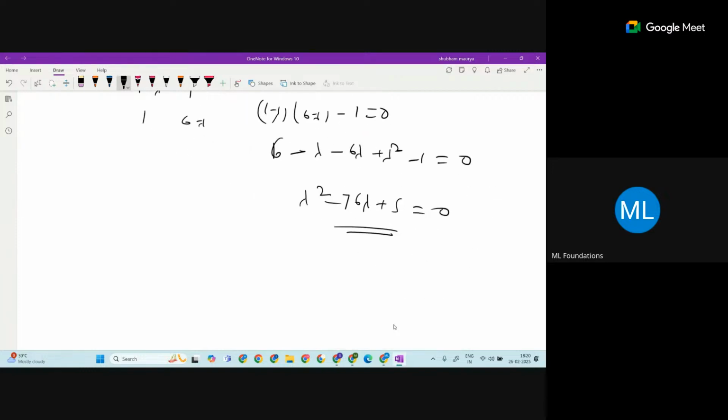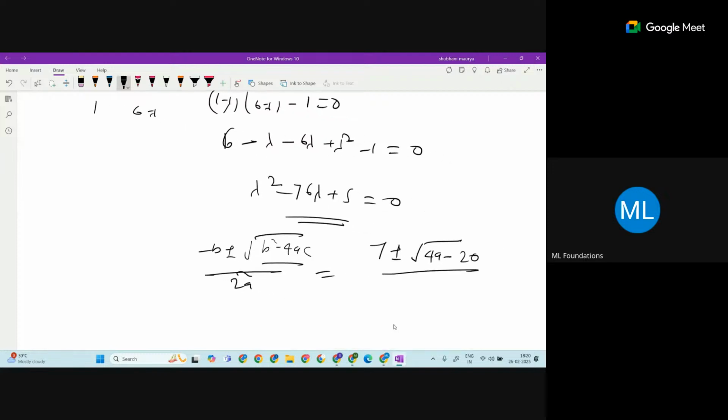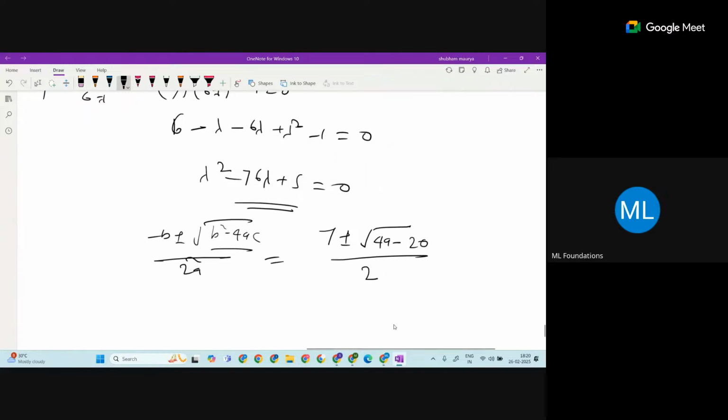So this is going to be minus b plus minus root of b square minus 4ac upon 2a. So you can apply the square root formula here, right? This is minus b, that is 7, plus minus root of b square, which is 49, minus 4ac, and 4ac is going to be 20, upon 2a, which is just 2. So this is 7 plus minus root 29 upon 2. So some positive and some negative things are happening. You can check.